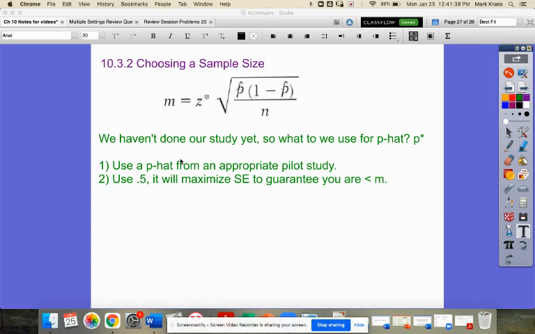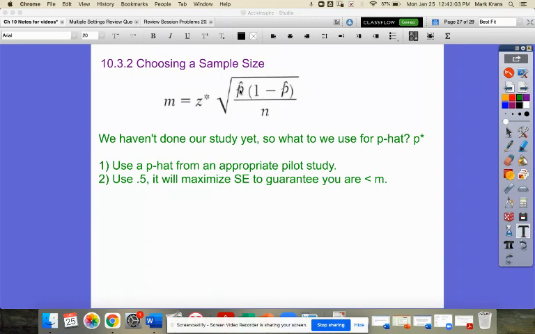All right, we want to choose a sample size. So notice my margin of error is my z star times the square root of p hat q hat over n, really. We haven't done our study yet. So I don't know what p hat is because I haven't taken my sample. I don't know what n is yet. I don't know how many successes there are. I don't know rho, otherwise I wouldn't be creating this in the first place.